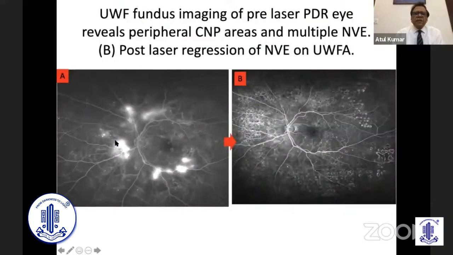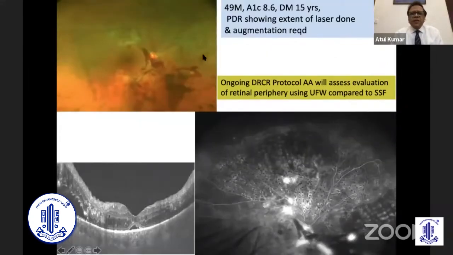This is another patient where, like I said, the serial pictures, this is the initial picture with a lot of neovascularization, but you can see, if you had done the 7 standard fields, you probably would have missed all these non-perfusion areas, and the non-perfusion areas are extensive. So what you have to do is target your laser onto these peripheral non-perfusion areas and probably close these neovascularization, and not put laser in the center, which may be more harmful for the vision as well as the dark adaptation.